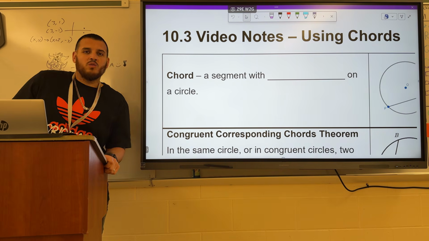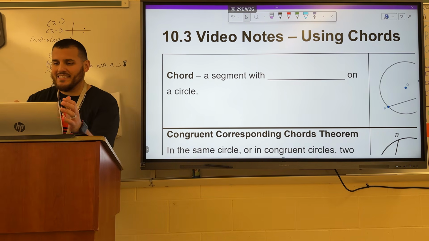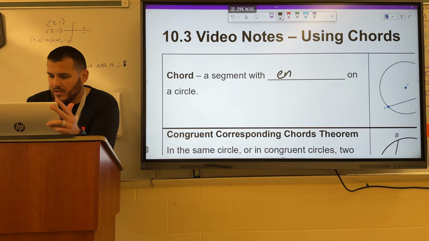Today we're covering section 10.3, which is all about the use of chords in circles. Let's get into it. We'll start off with a reminder of what a chord is. That is a segment that has endpoints that are on the circle.